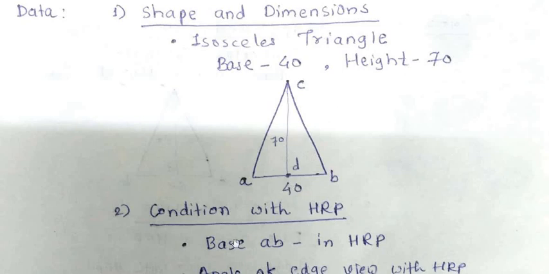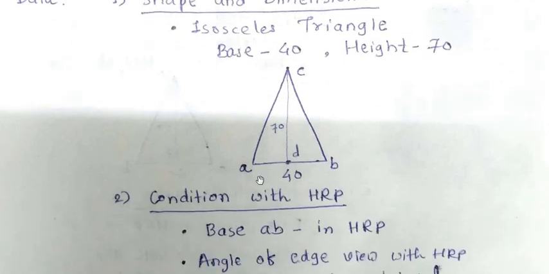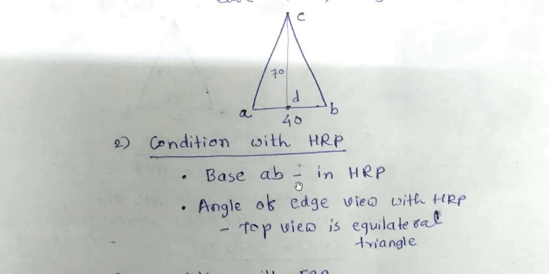Now let us see what the first condition with HRP given in the description is. The isosceles triangle is resting in HRP on its base, and in our rough drawing we have specified AB as base. So the first condition with HRP is base AB in HRP. Now the second condition with HRP is angle of the edge view with HRP. In all the previous problems, this angle was given directly, but in this problem this angle is given indirectly. That's why this problem is typical.